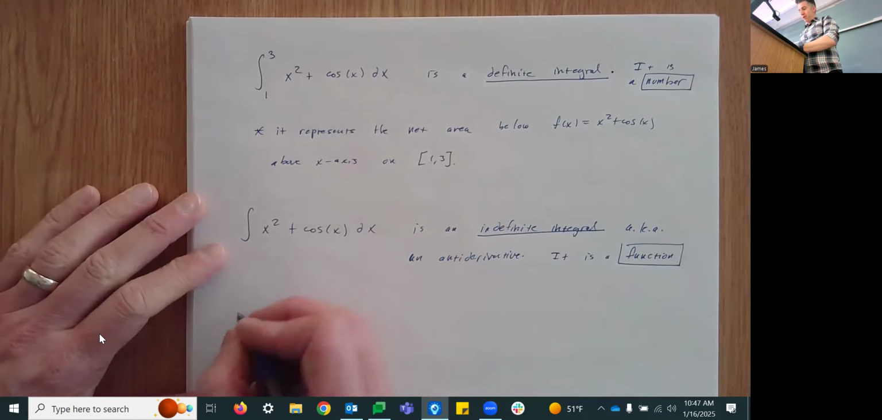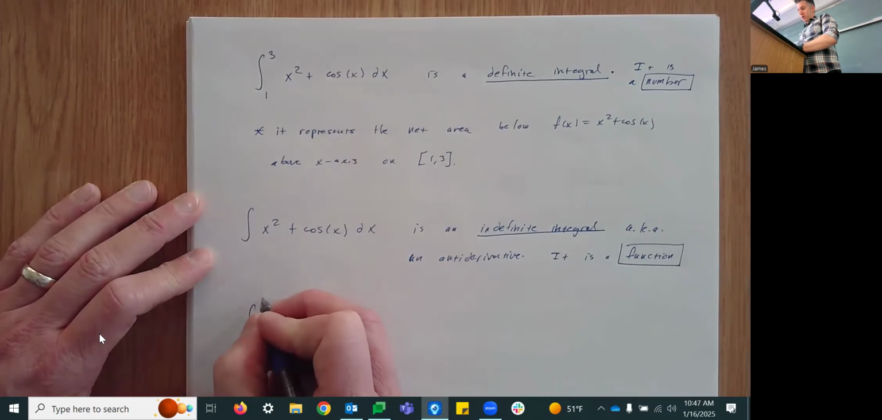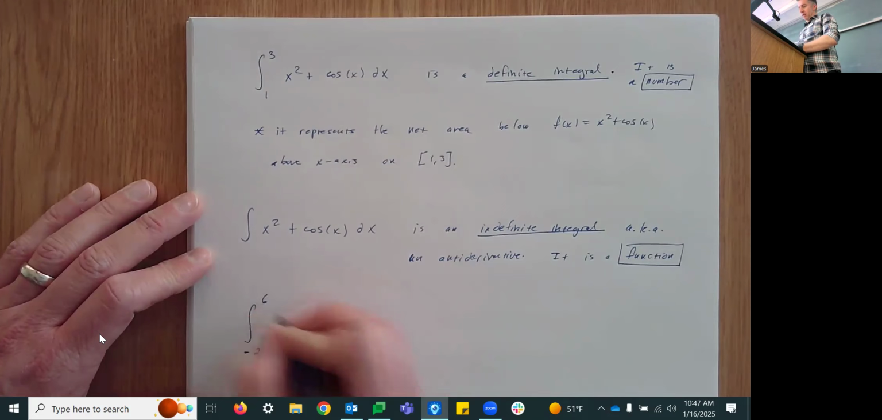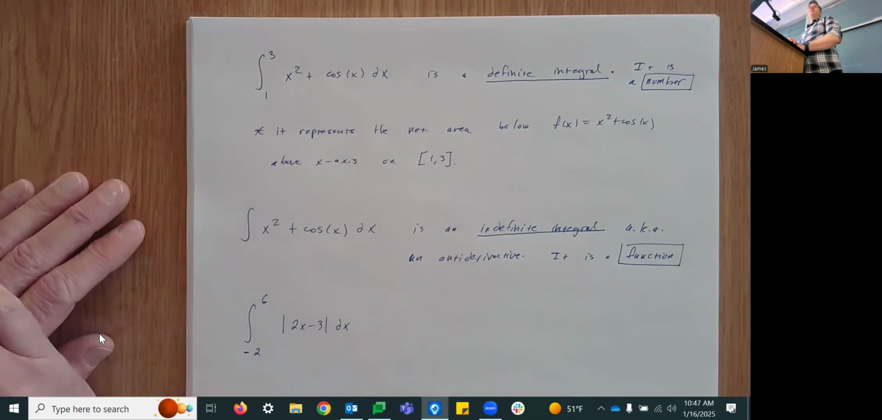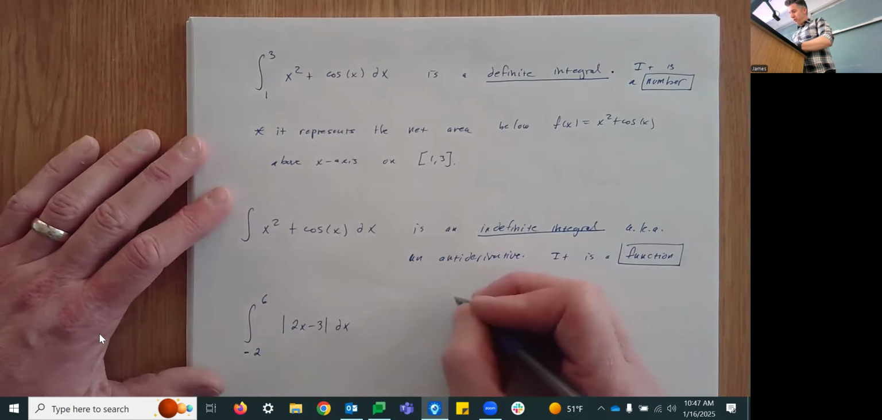For example, if I was to ask what's the integral from -2 to, sure, 6 of the absolute value of 2x minus 3, I don't really want to anti-differentiate that because it requires using a piecewise function. I would much rather just draw the thing. So let's draw that function.